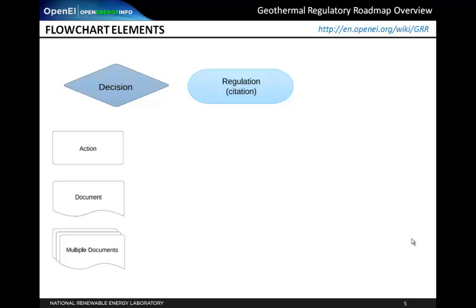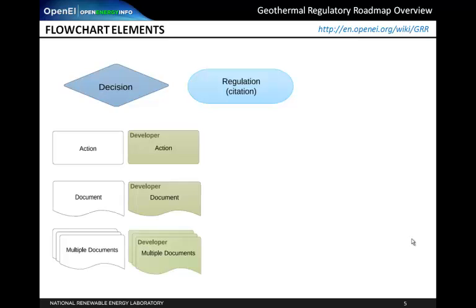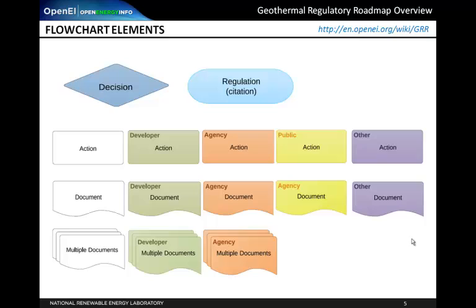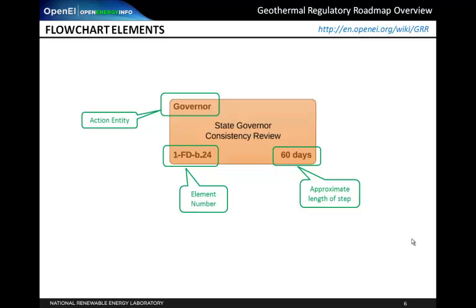Different colors are used for action and document elements and indicate the responsible party. Green is used to indicate a developer action or document. Orange is used to indicate an agency action or document. Yellow is used to indicate public participation. Purple is used to indicate some other entity action or document. For example, purple is used to indicate an action taken by a tribe or utility. Gray action boxes are used to direct the user to another page or flowchart.